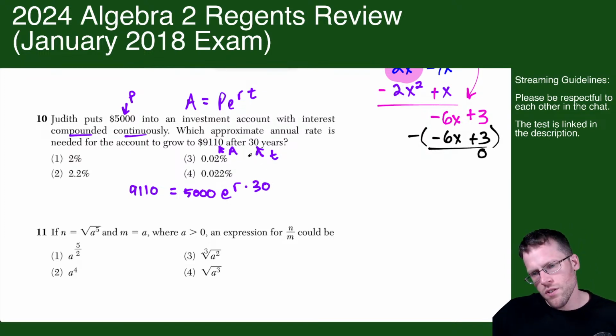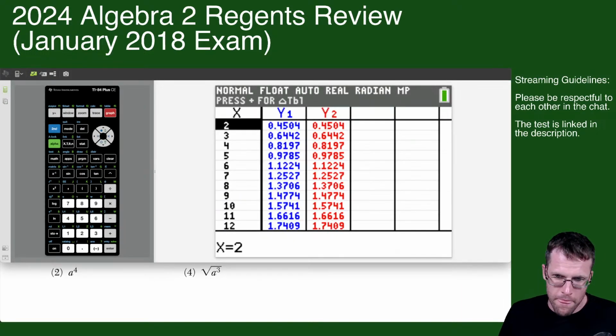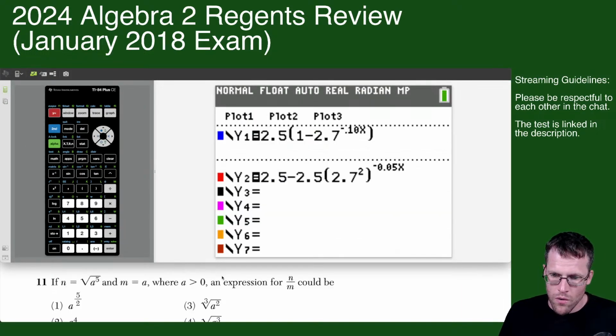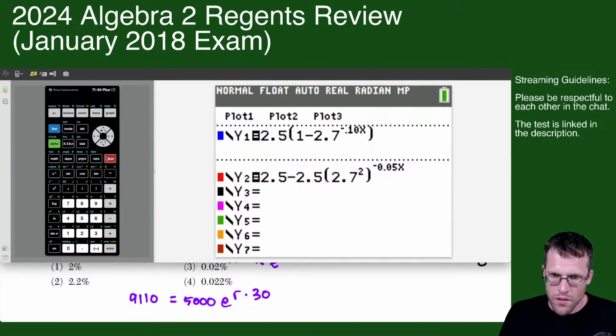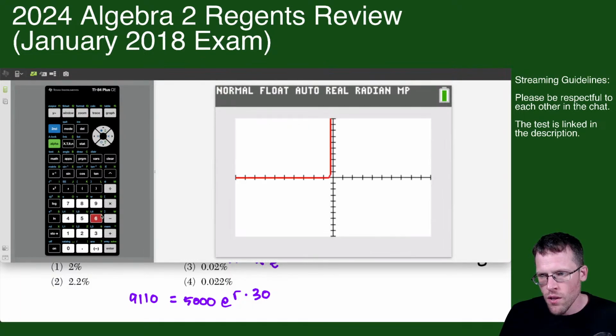All right, now this one, if you don't like doing the algebra yourself, what you could do is just use the calculator. Let's see, Y1 is 9110, and this side is 5,000 e to the 30R, but we're going to use X. And then you press graph. I'm going to press zoom 6 to put it back to normal.